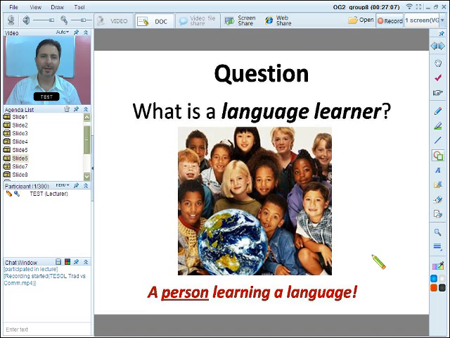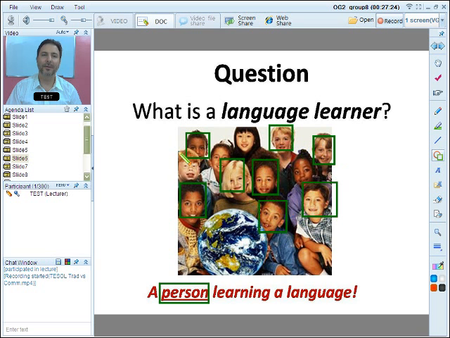I know, it's very basic. It's a person learning a language. Now, I want to focus your attention on person. All of these children, and even their parents, they are people. Guys, they're people. If you're going to teach, remember, you teach people.